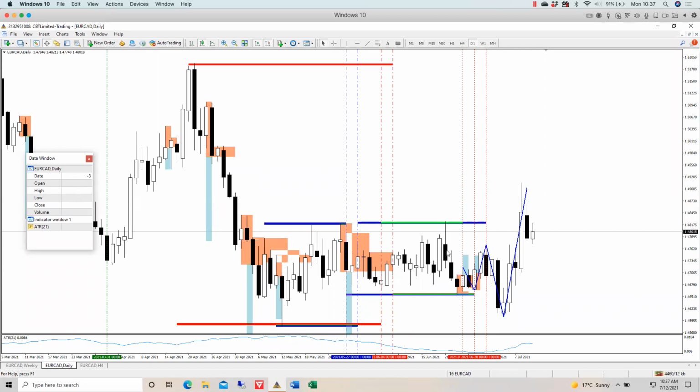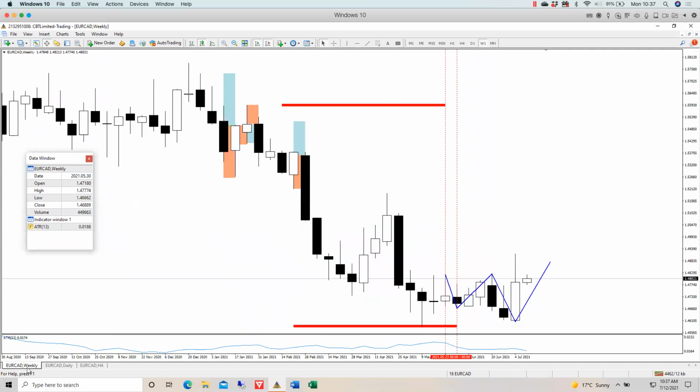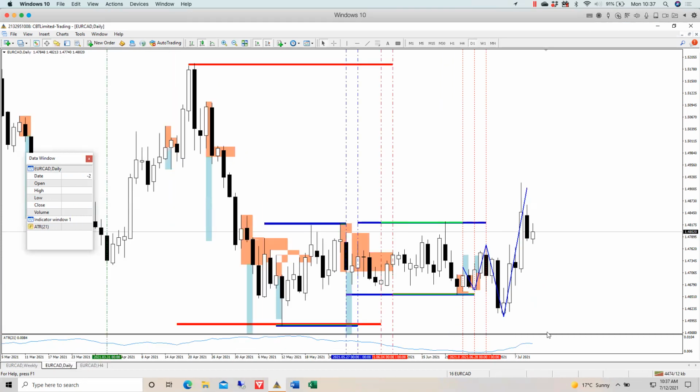Okay, so Euro CAD, my second least favorite pair. Weekly, here you can see we've got a bullish engulfing candle. It was also an impulse candle compared to the previous week. So I have updated the analysis on this one because it's definitely going to be relevant. But of course, all it means is that it's continuing to respect this support level. So nothing for us on any other time frame.